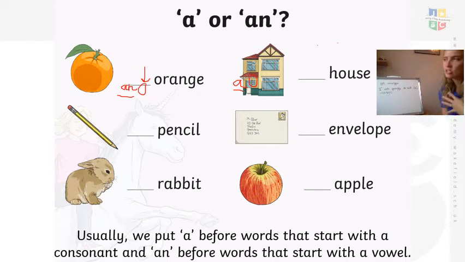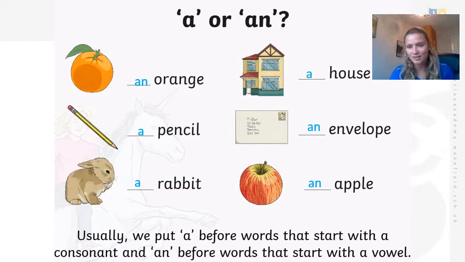Now if you were to change the sentence and put I am going to eat a delicious orange, you would put a delicious orange, because the word following a starts with the letter D. So delicious starts with a consonant, so you could just use a before it. So you might want to also write a different sentence where a could be used if there's an adjective before your object. So have a go at doing that for pencil, rabbit, envelope and apple, and then we'll see if you've got that correct.